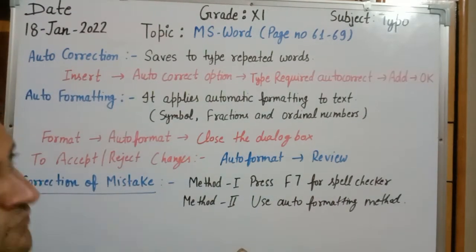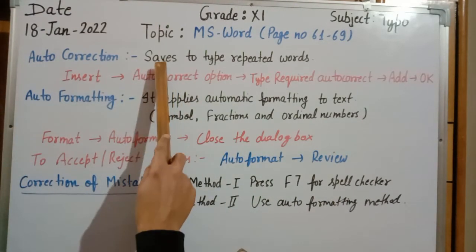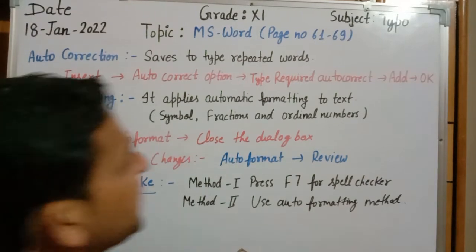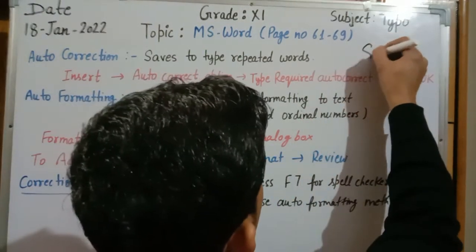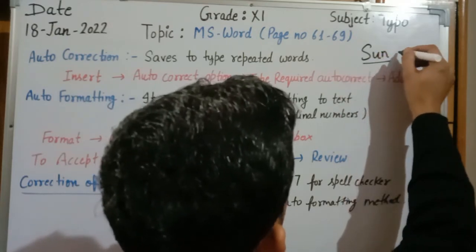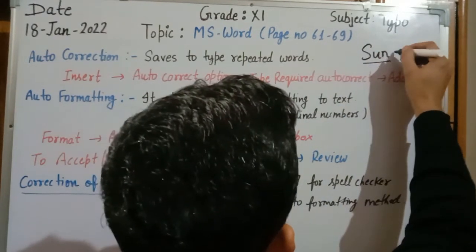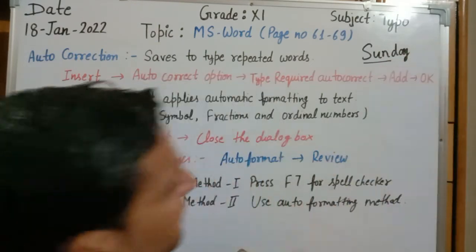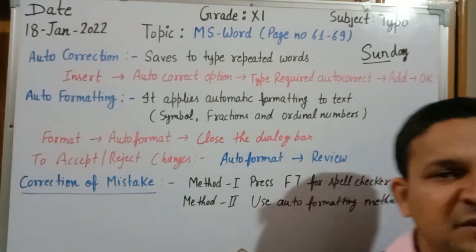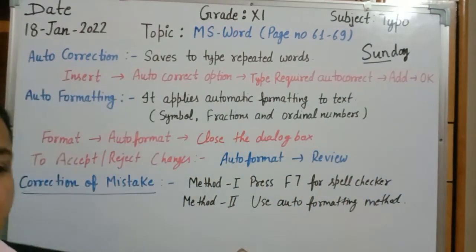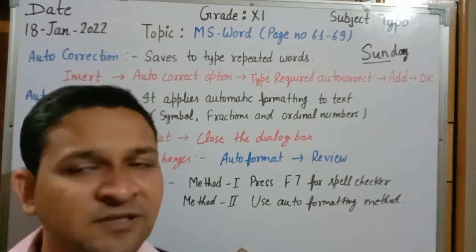So, what is the concept of auto correction? It helps to type repeated words. Like when you're writing Sunday, when you start writing SUN, it will automatically show the heading DAY. Just press enter, you need not type the full word. After typing 3 to 4 characters, it will start showing the related word. Just press enter and you can type the similar word.